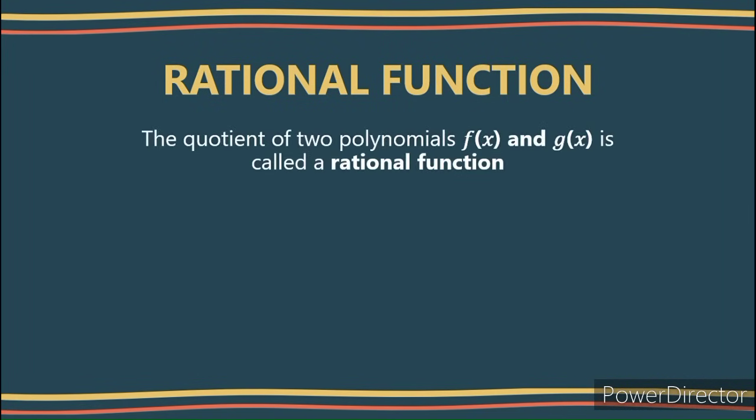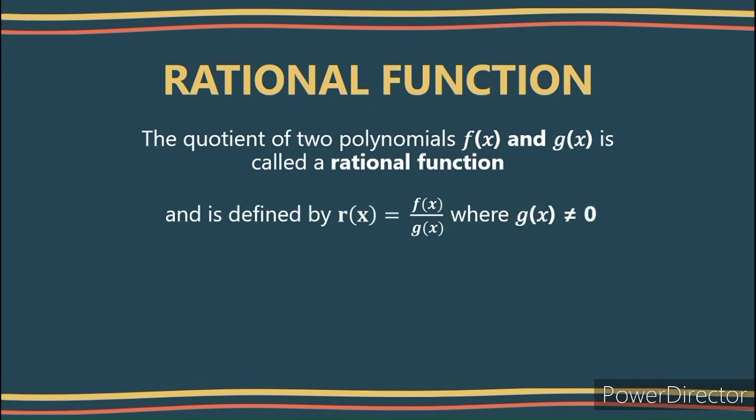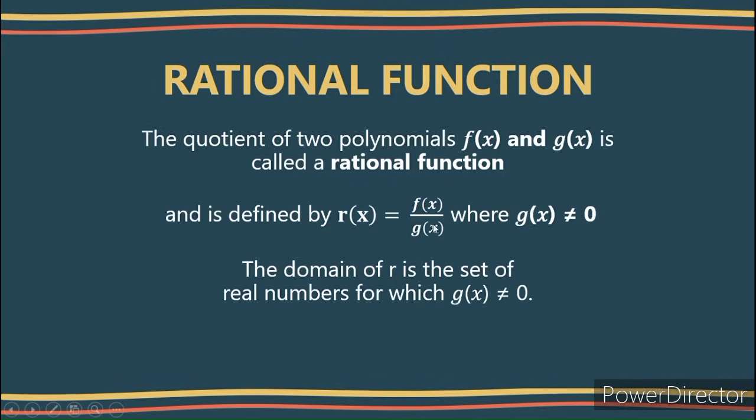Okay, ano nga bang rational function? Rational function, it is the quotient of two polynomials, f of x and g of x, and it is called a rational function. Quotient, pag sinabing quotient, fraction. It is defined by r of x is equal to f of x over g of x, where g of x is not equal to 0. Yung denominator natin should not be equal to 0, dahil kung 0 dyan, ibig sabihin hindi na siya rational function.